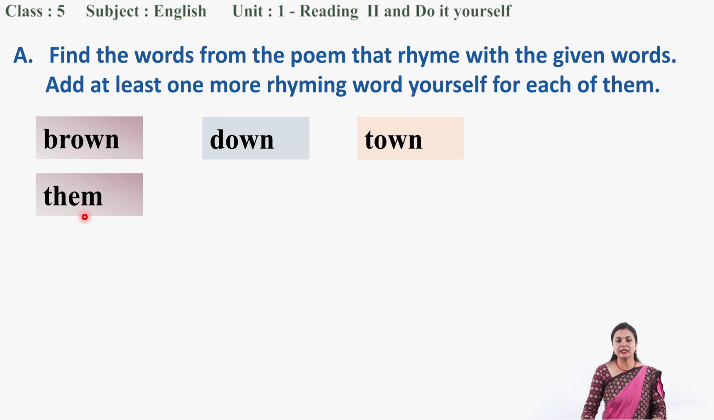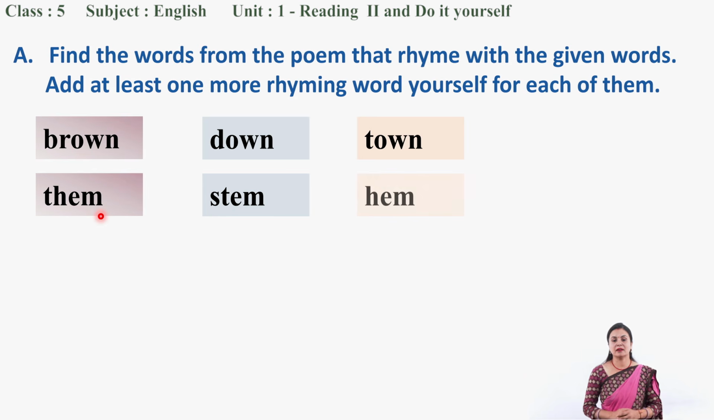Okay, then let's look at another word. So, what is another word here? Can you tell me? That is them. So, now find out the rhyming word from your poem. Very good. That is stem. Now, let's find one rhyming word yourself. So, what should be another rhyming word of them, stem, like that? Him or tame, like that. Okay, so let's see another word.